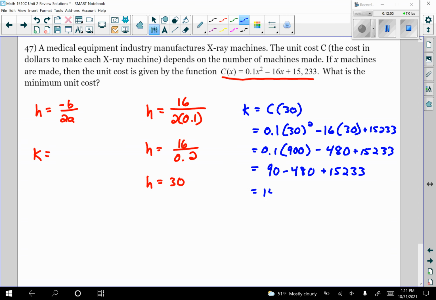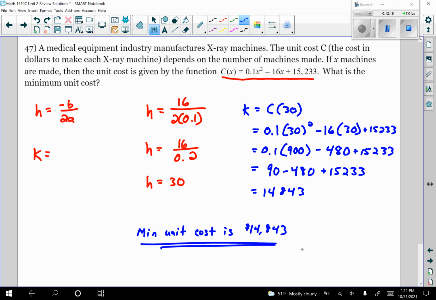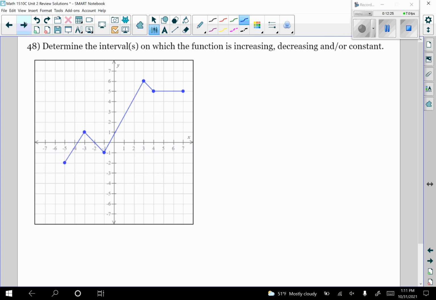So we should be getting 14,843. So this is the minimum unit cost. And it occurs, if we had to ask this question, when 30 X-ray machines are made. Okay, so just a few more.